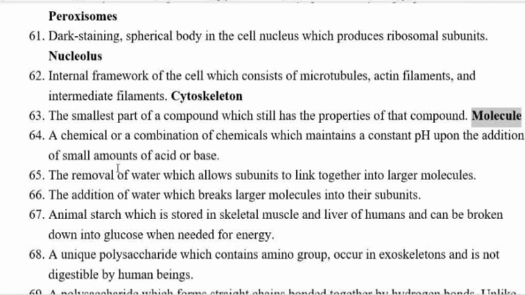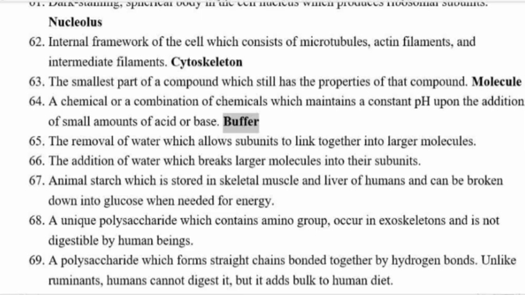And then number 64. A chemical or a combination of chemicals which maintains a constant pH upon the addition of a small amount of acid or base. Remember we talked about the buffer, and we made mention of carbonic acid and bicarbonate ion and the role they play in maintaining the pH of the blood at a certain optimal level, so humans will not suffer acidosis or alkalosis.